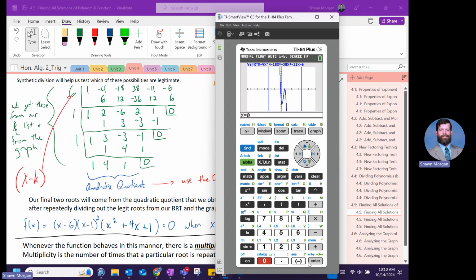All right. So when I hit trace equals 0, I get -6. So that's a y-intercept, not an x-intercept. Yeah. And then if I hit second trace 2, and then I do my little left bound, right bound trick. So left bound, enter, right bound, enter. It's saying it's about -0.267 and some change. That's an irrational number.